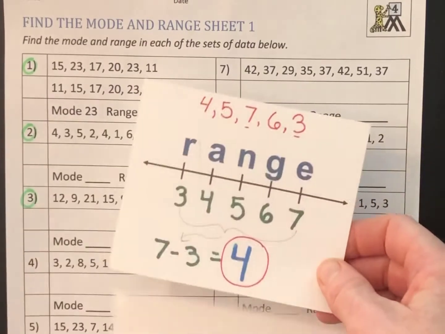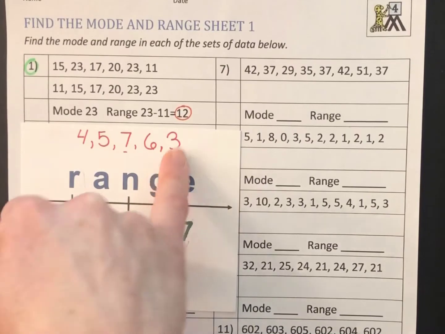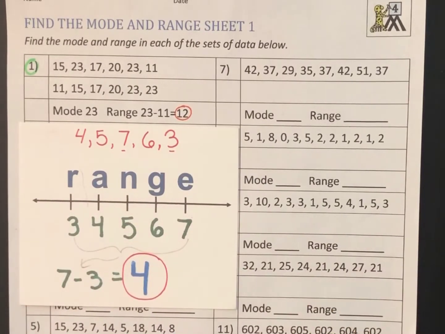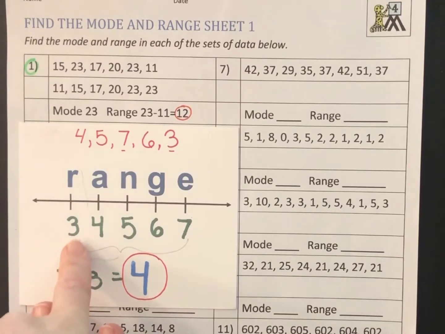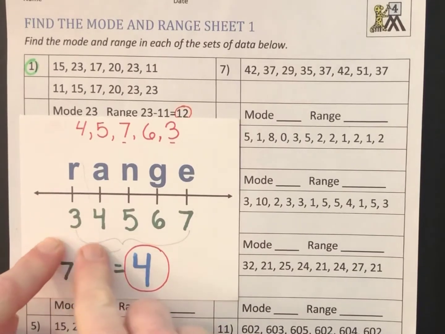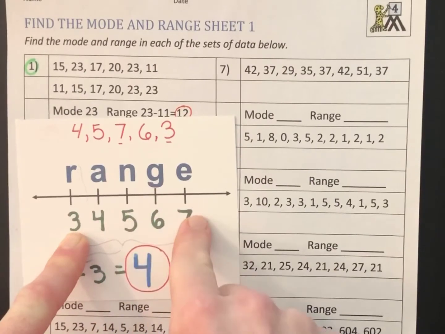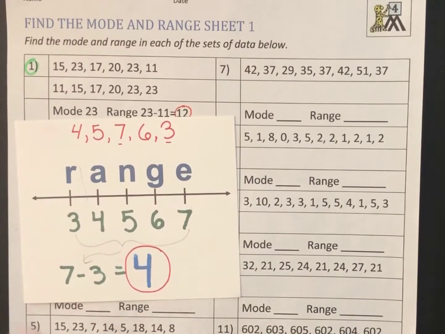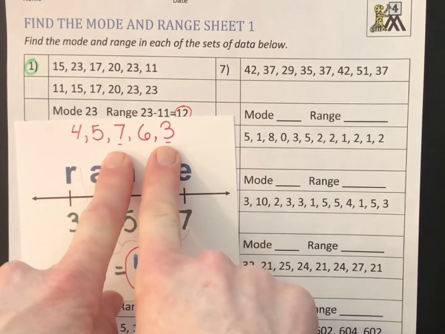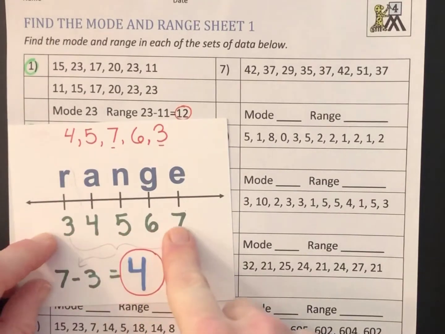For range, when you have a group of numbers, you want to find out how far apart they're spread. So it often helps to see them in order from smallest to biggest. And then how far apart are they from smallest to biggest? Well, from 3 to 7, that's 1, 2, 3, 4. A quick way to do that is just to identify the biggest and smallest numbers, find the difference, and that's your range. But so you understand exactly what that means, it's just how far apart all the numbers are spread.